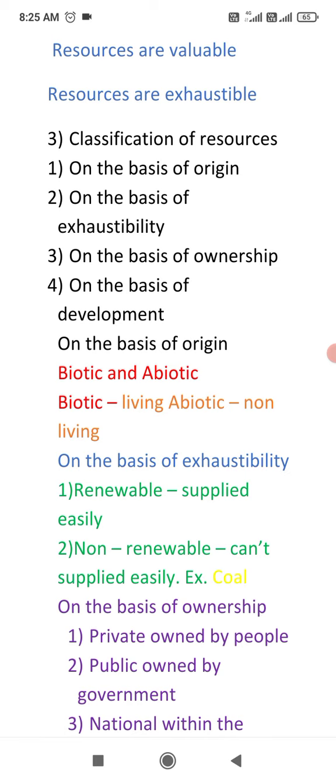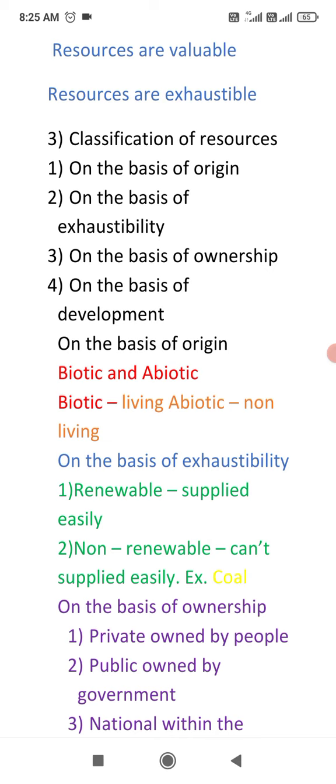And the second one, non-renewable resources. Non-renewable resources are the resources which can't be supplied easily. For example, coal, natural gas, petroleum. These are examples of non-renewable resources. As you know, these resources are made over crores of years, a very long span of time, so that's why we can't supply them easily. These are known as non-renewable resources.